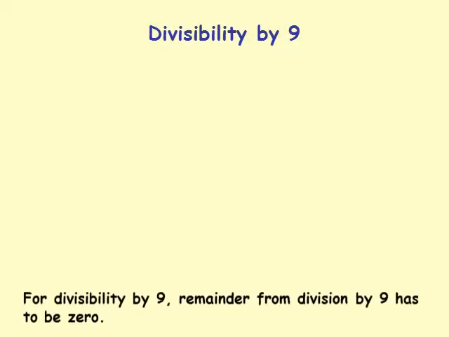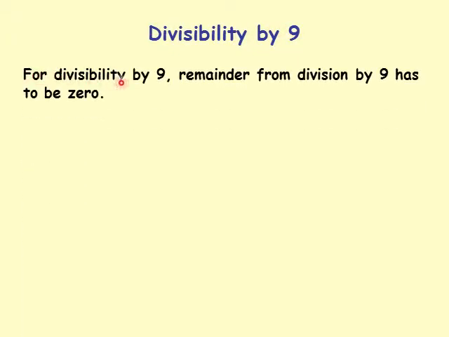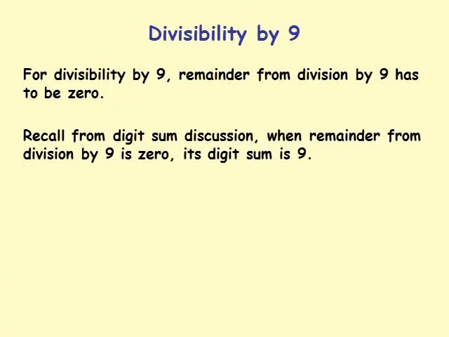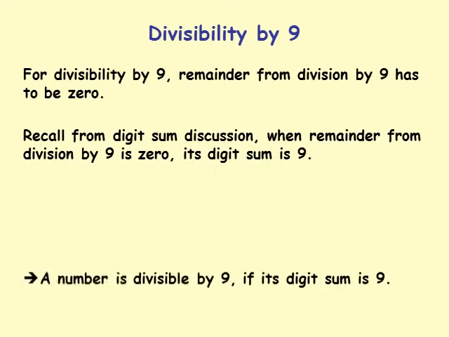Okay, now let's discuss divisibility by 9. For divisibility by 9, the remainder from division by 9 has to be 0. That means when we take away all the 9s we can, the leftover should be 0. Okay. Recall from the digit sum discussion, when the remainder from division by 9 is 0, the digit sum of that number is 9. Okay. Let's continue.